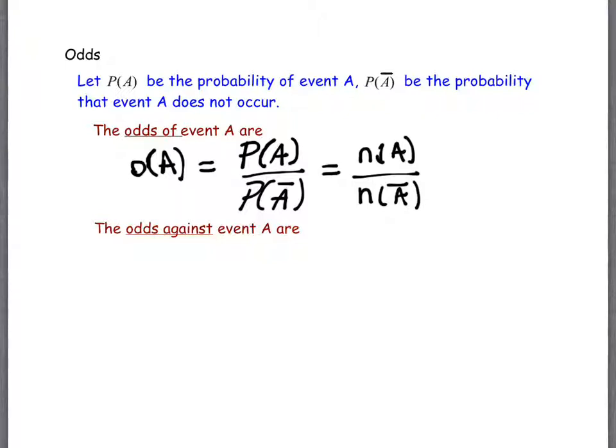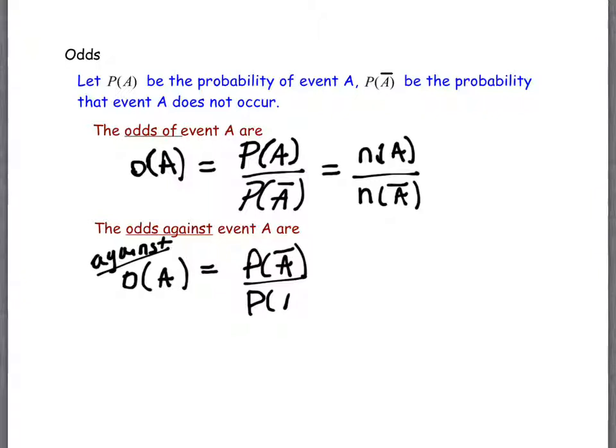This is the odds in favor of the event happening, and then we have the odds against the event happening, and all we have to do is flip the fraction upside down. So the odds against A is the probability of the event not happening compared to the probability the event would happen, or the number of ways that the event would not happen compared to the number of ways that the event would happen.